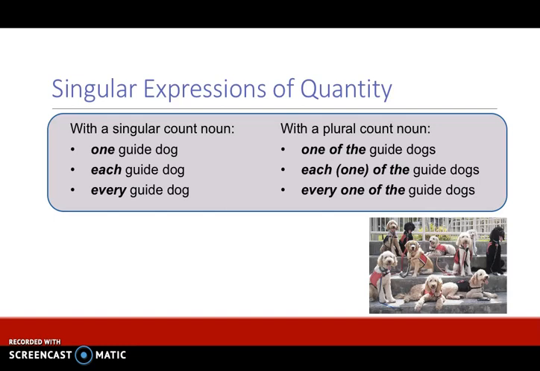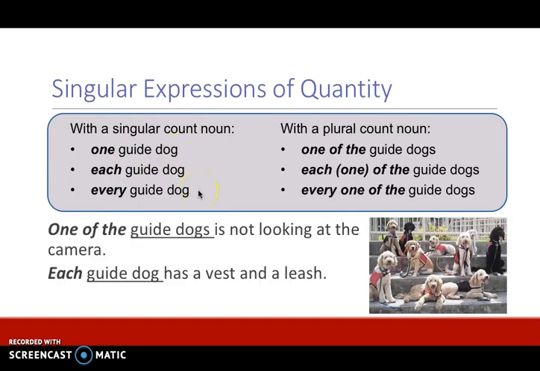So these expressions have similar meanings, whether they have of or not, but just keep in mind that when we have the expression with of, we need to use the plural count noun, and if there's no of, we use a singular count noun. Here are some examples. One of the guide dogs is not looking at the camera. So here we have one of the, and guide dogs is plural. Each guide dog has a vest and a leash. So here we have each with no of, and guide dog is singular.